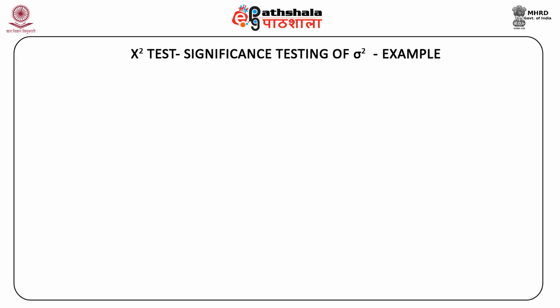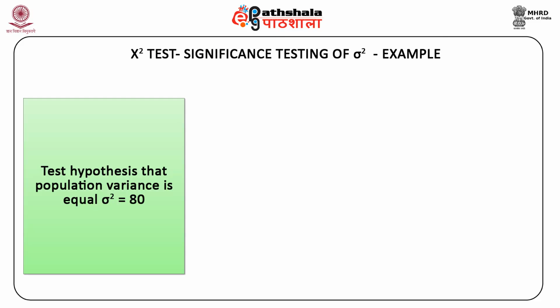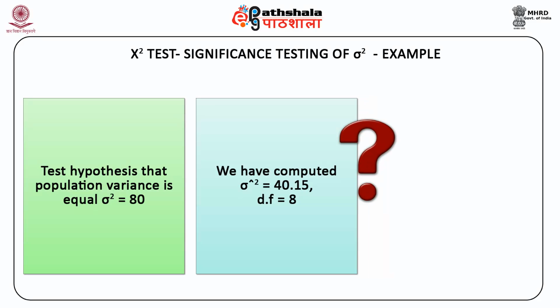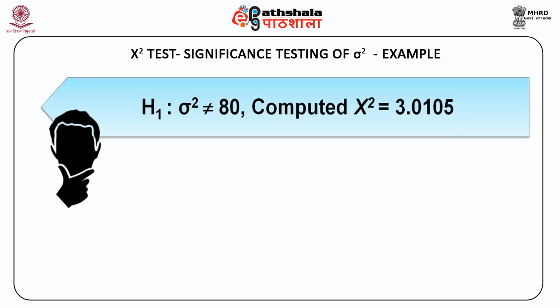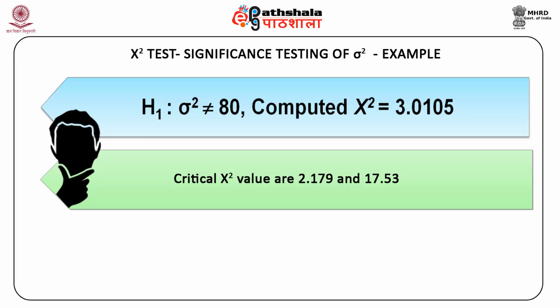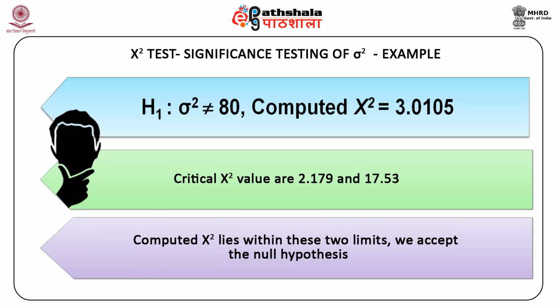Understanding the significance of sigma squared with the help of an example, suppose we want to test the hypothesis that population variance is equal to a specified value, say sigma squared is equal to 80, and we've computed sigma hat squared is equal to 40.15. Degrees of freedom is 8. Now we want to test the hypothesis at 5% level of significance. Here H1 is sigma squared not equal to 80 and computed chi-squared is equal to 3.0105. The critical chi-squared values are 2.179 and 17.53. Since the computed chi-squared lies within these two limits, we accept the null hypothesis.